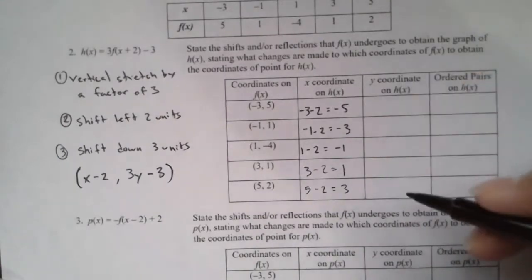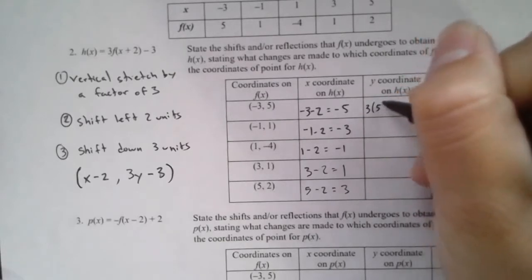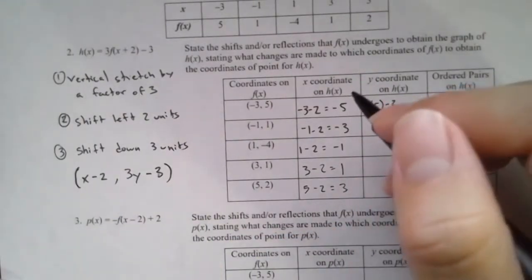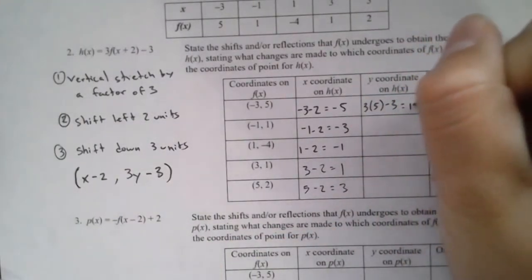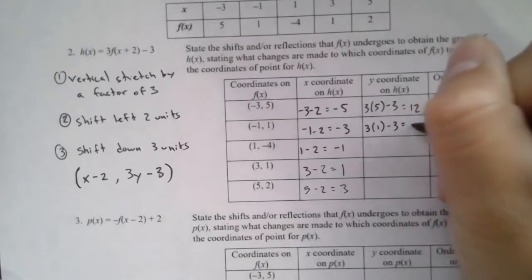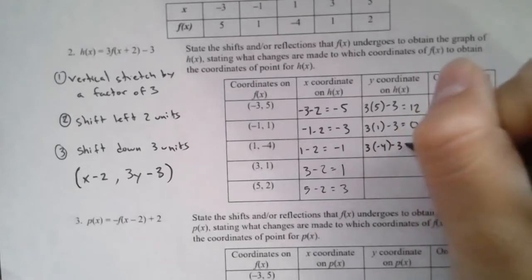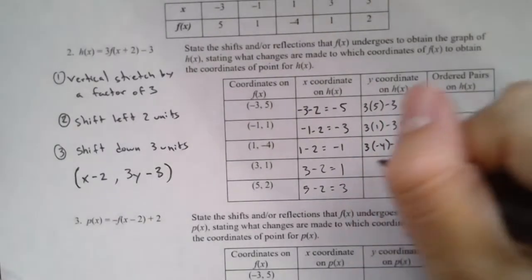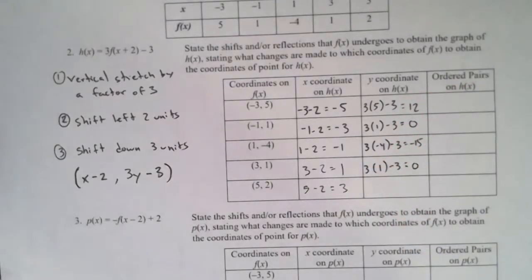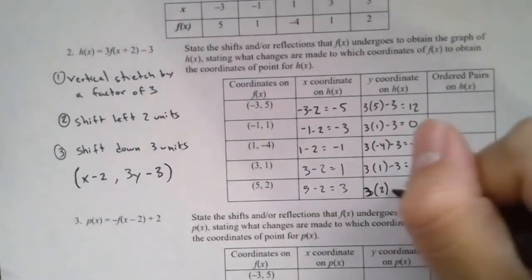The y coordinates on h of x, I multiply each one by 3, so 3 times 5, and then I subtract 3, right? Yeah, so 15 minus 3, and I get 12. Then I have 3 times 1 minus 3, I get 0. Then I have 3 times negative 4 minus 3, I get negative 15. Then this one's 3 times 1 again, minus 3, I get 0 again. And then 3 times 2 minus 3, I get 3.